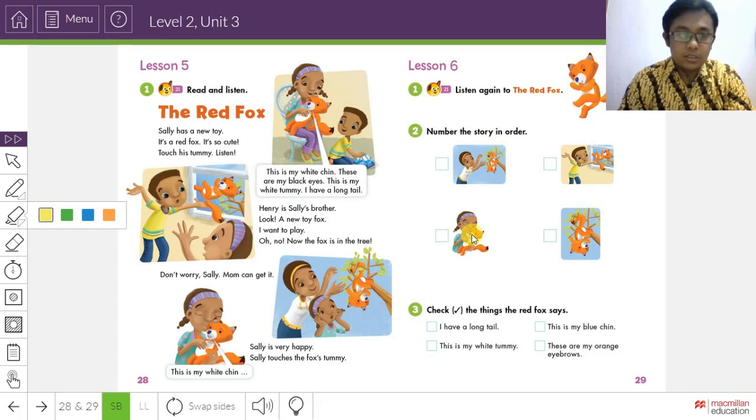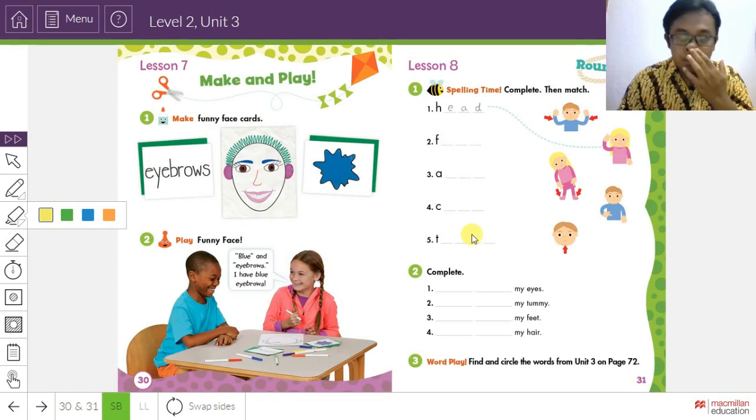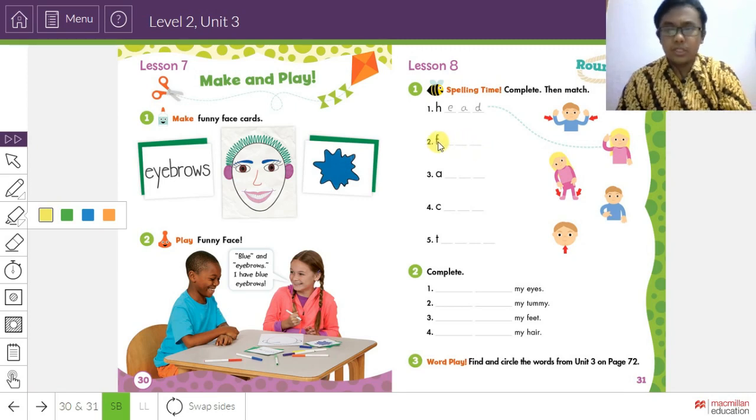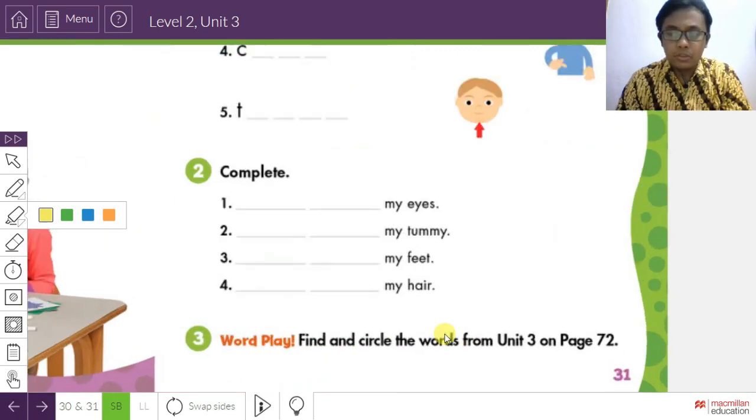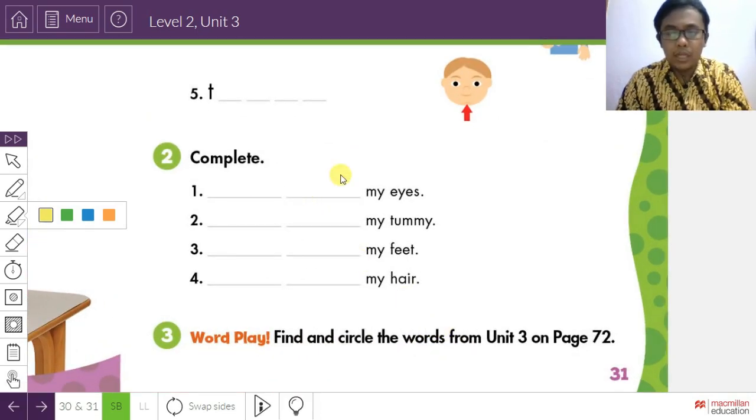This is the story, you can read by yourself ya. You can try to fill this one in your house. Number 2 is just maths and then fill in the blank. Number 2, nah this one we review again the lesson that we already get last week.